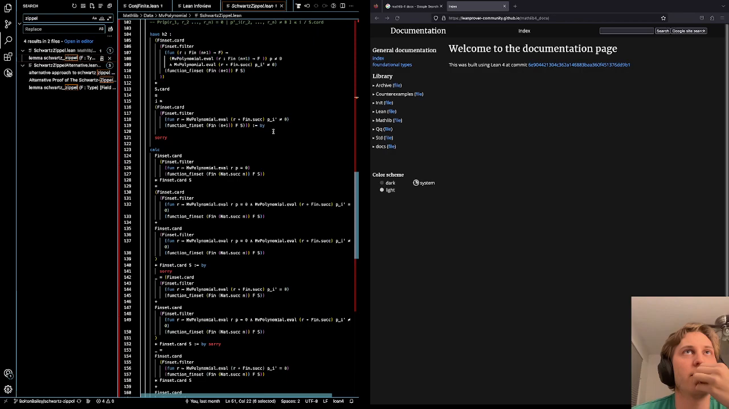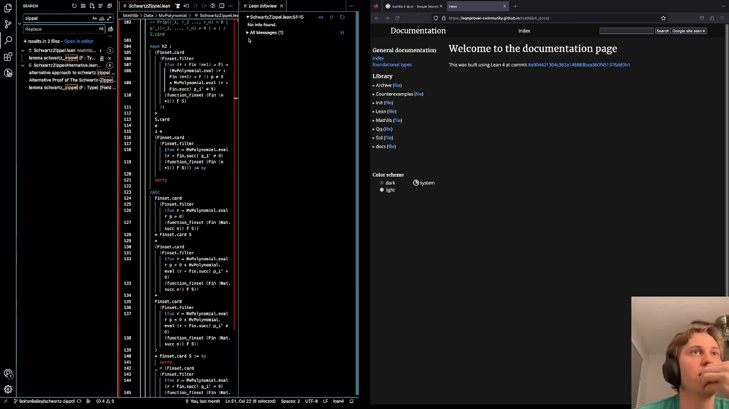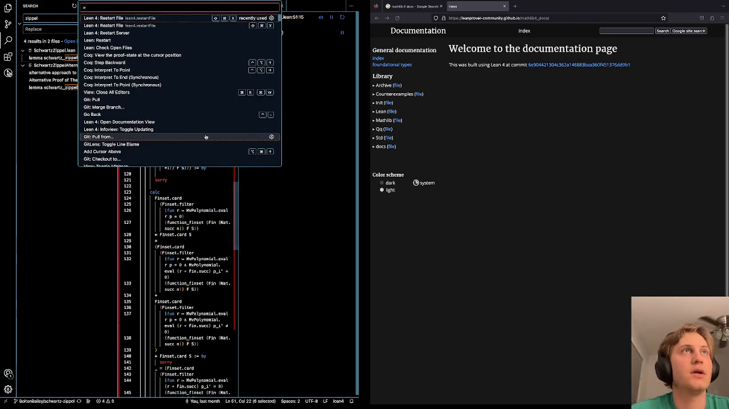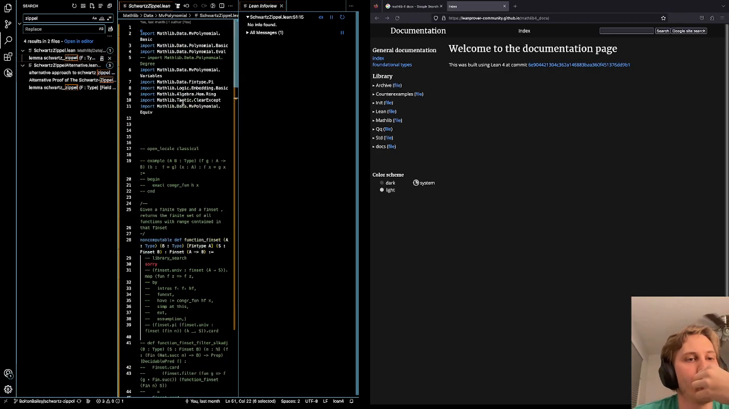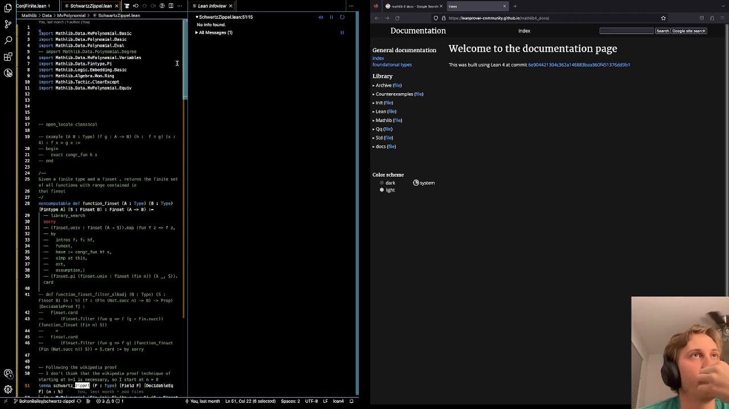Immediately, though, I'm faced with the problem that there's a lot of red. So let's try and figure out why that is. Can I restart the file? It's the issue that I have like the wrong... very possible that I just have the wrong version of Lean running because this is an old branch.